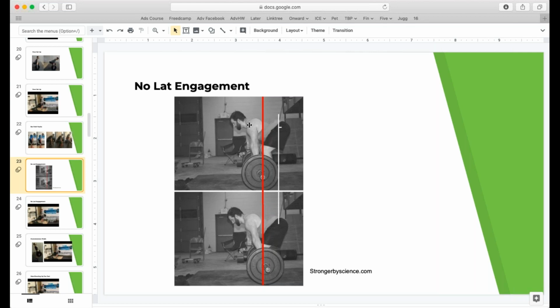In the top picture in that deadlift, you can see that Greg's arms are dropped straight vertical. And then the distance that he has from his hip to his shoulder joint there is significantly more than that bottom picture.